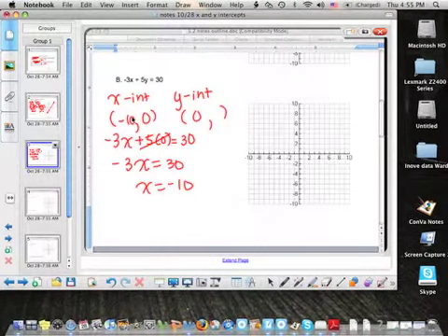Let's do the same thing on this one. This time the 0 needs to go in for x, so it's going right here by the negative 3.